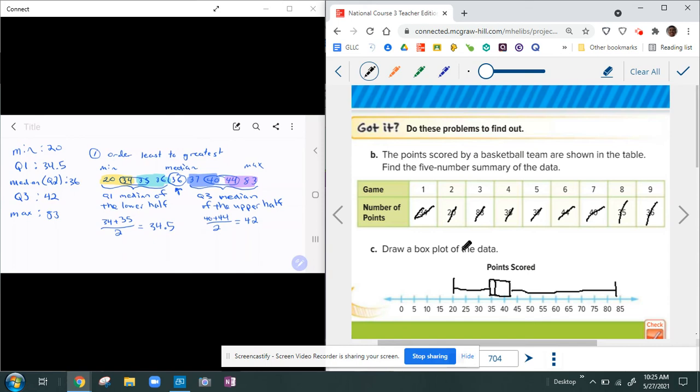That's what a box and whisker plot does, and that's what you do when you interpret these types of problems.